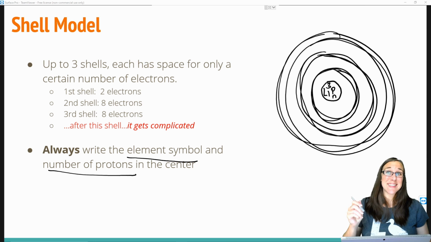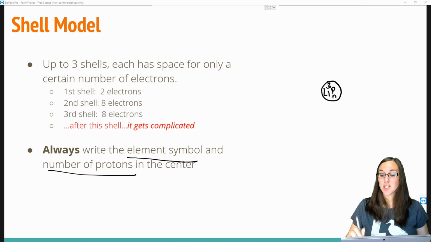Where it gets complicated is if you need to draw a shell model that's greater than 20 electrons, which we'll go over in a different video. Please click on that link either at the end of this video or down below in the description if you want help with drawing shell models that exceed 20 electrons. But for now, we're just going to stick with the basics.